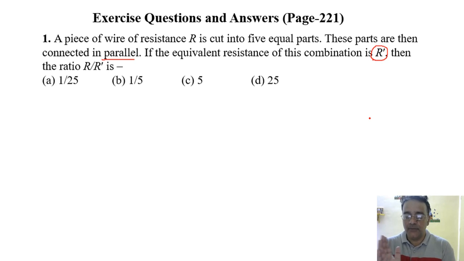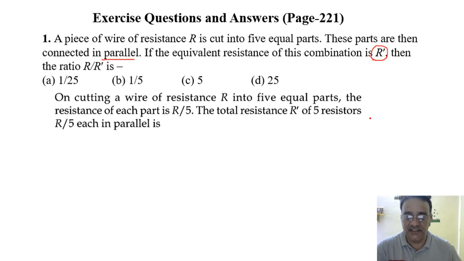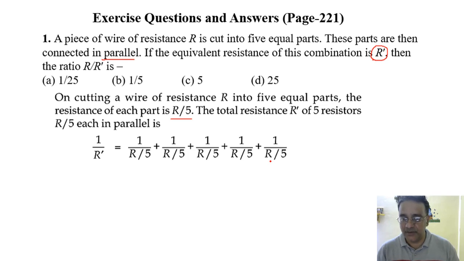So हम लोग वायर को 5 equal parts में divide कर रहे हैं, so each part will have resistance R by 5. So that is very important. The total resistance R dash: each part will be R by 5, and the total resistance when they are connected in parallel will be 1 upon R dash is equals to 1 upon R by 5, 1 upon R by 5, total 5 times we have to write.